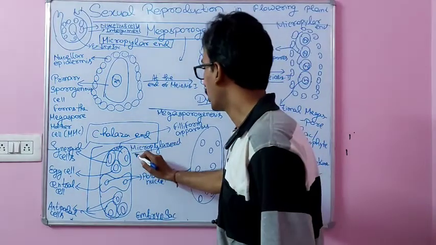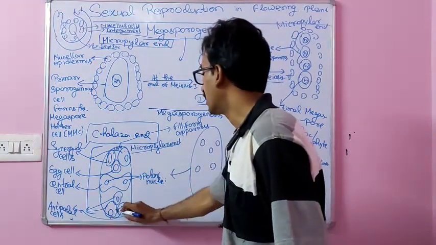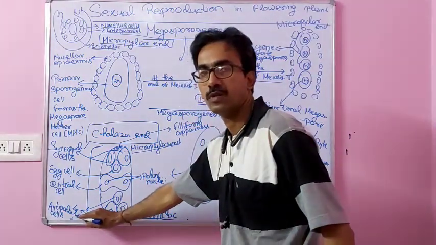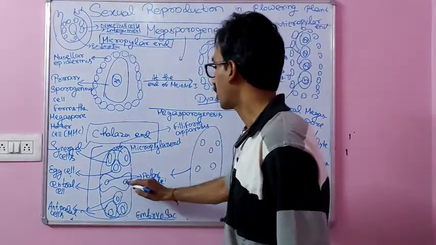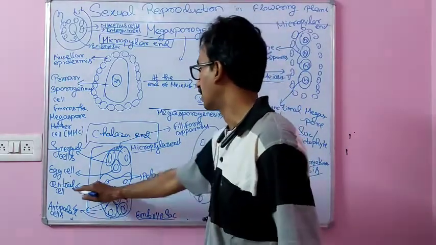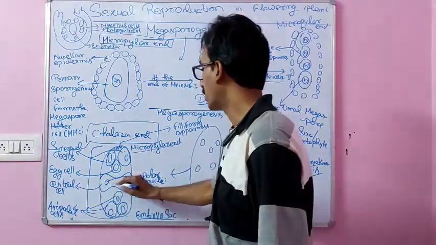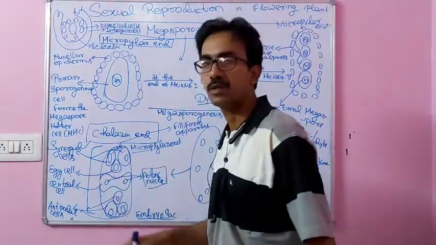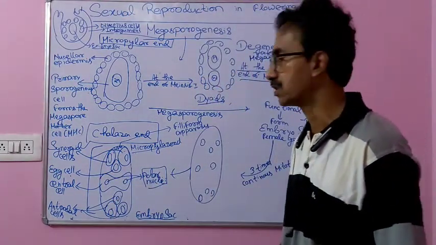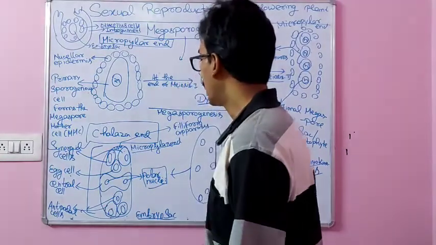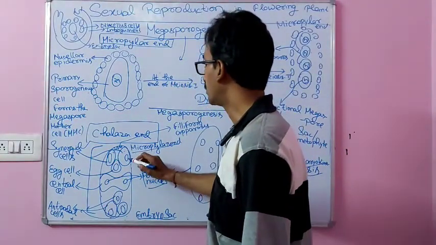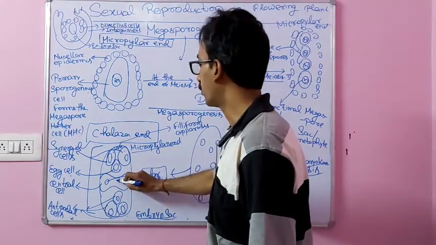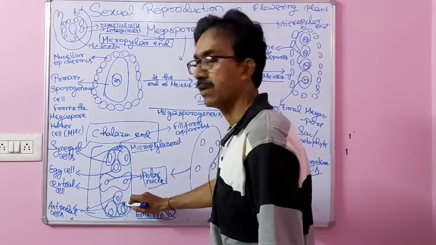At the opposite end of the micropylar end, that is at the larger end, the three cells present are antipodal cells, which are also non-functional. At the center of the embryo sac, there is a large cell called the central cell, which contains two haploid nuclei, that is polar nuclei. Remember, these two nuclei remain separate and not in fused condition. Thus, a mature embryo sac is a 7 cell structure: 1, 2, 3, 4, 5, 6, 7.